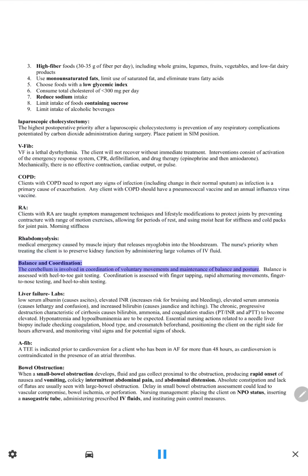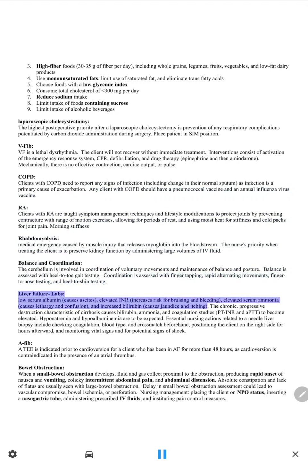Balance and coordination. The cerebellum is involved in coordination of voluntary movements and maintenance of balance and posture. Balance is assessed with heel-to-toe gait testing. Coordination is assessed with finger tapping, rapid alternating movements, finger-to-nose testing, and heel-to-shin testing.